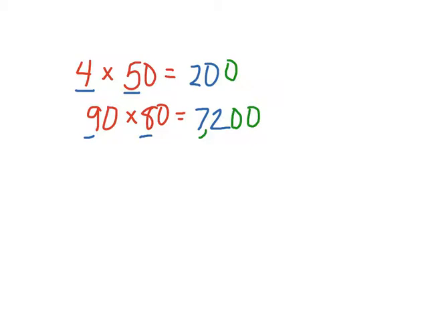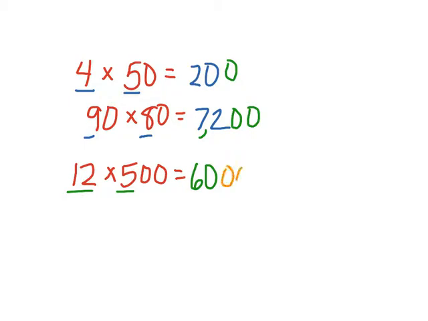Let's do another one. If I do 12 times 500, I'm going to start with 12 times 5 is 60, and then I count how many zeros I have left over, and I have 2. Now what you need to be careful of is not thinking that the 0 from the 60 is part of those zeros, because it is not. So my answer would end up being 6,000.